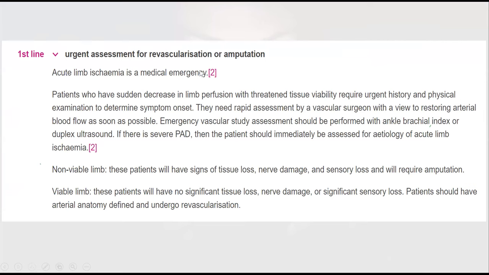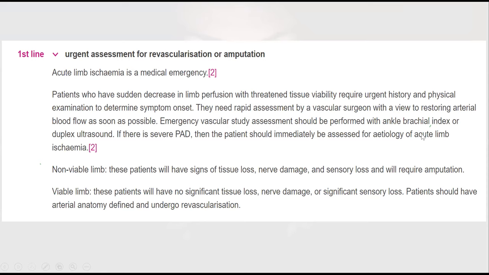Urgent assessment for revascularization or amputation. It is not a surgical emergency. Acute limb ischemia is a medical emergency. Patients who have a sudden decrease in limb perfusion with threatened tissue viability require urgent history and examination, and then rapid assessment by a vascular surgeon: ABPI, duplex, then if required, CT angio.